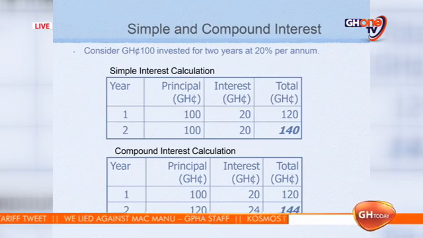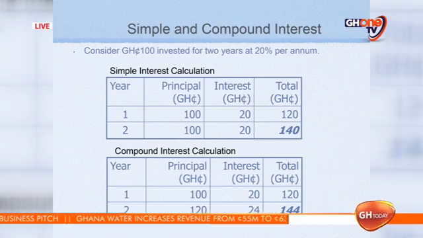Now in year 2, if you still have the 100 cedis, you would get another 20 cedis on that 100 cedis, which was your principal. You are only getting interest on your principal, which is the 100 cedis. So you see, at the end of year 1, you have 20 cedis interest. At the end of year 2, you have another 20. At the end of year 2, you have a total of 140.